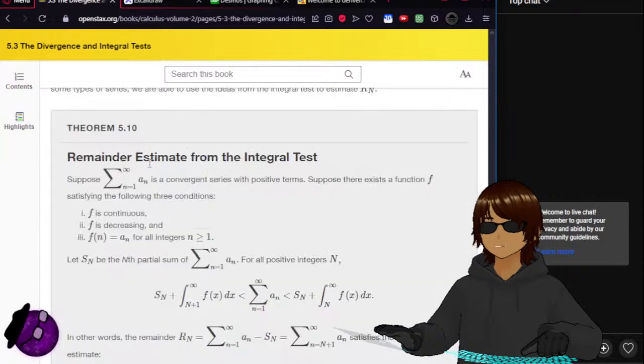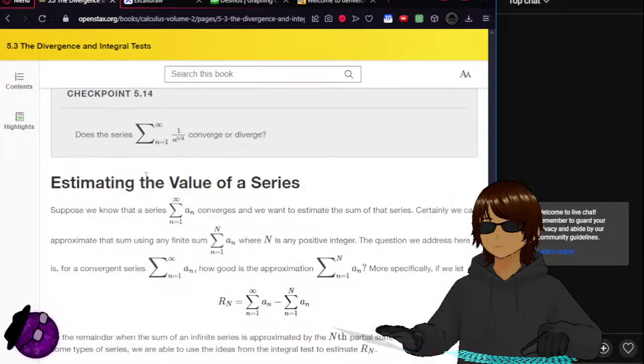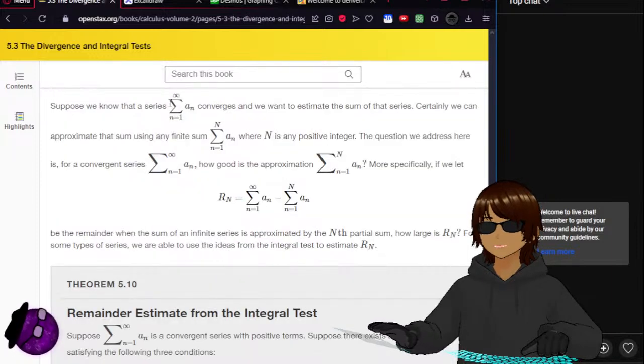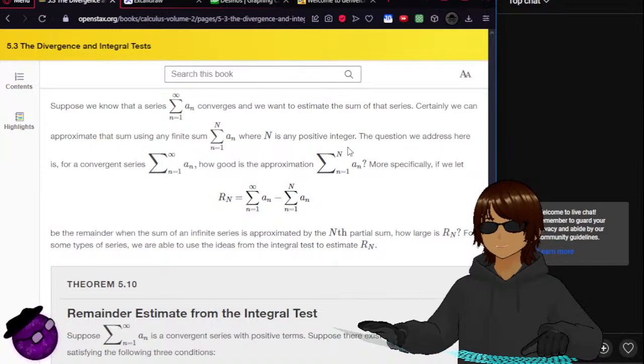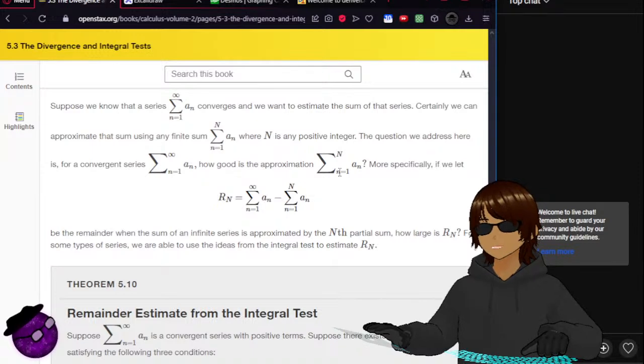Remainder estimate: estimating the value of a series. Suppose we know that a series converges and we want to estimate the sum of that series. Certainly we can approximate that sum using a finite sum, where n is any positive integer. The question we address here is, for a convergent series, how good is the approximation?